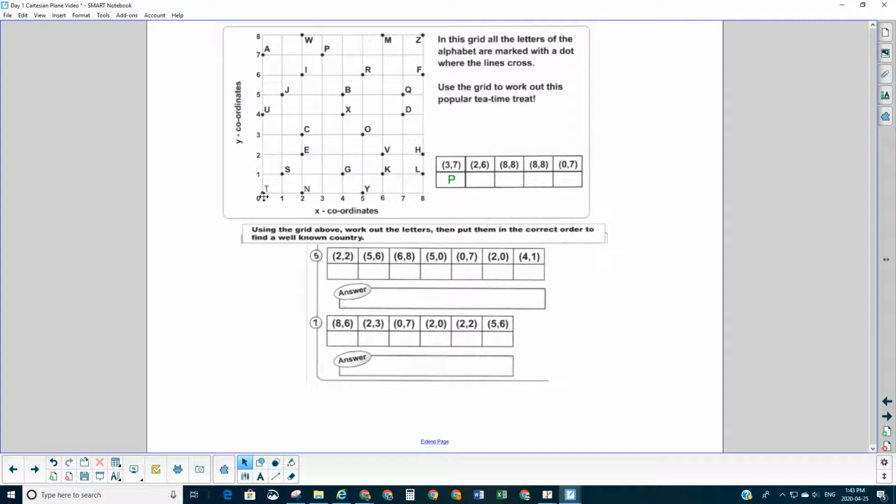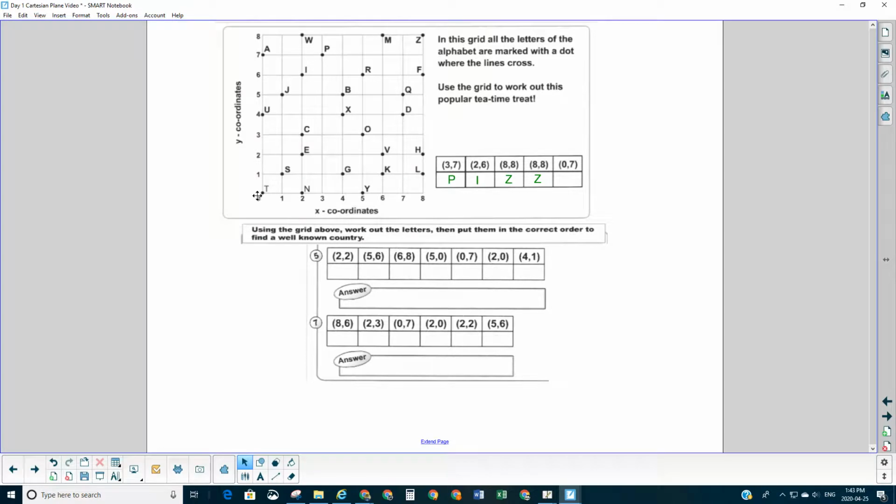2, 6. So we're going to go over 2, up to 6, and we get to I. Just click on I here. There we go. Next, 8, 8. So we go all the way over to 8 and all the way up to 8. So there's that point Z. And there's another one. So there's two of those. And I think you probably know that this looks like the word pizza.